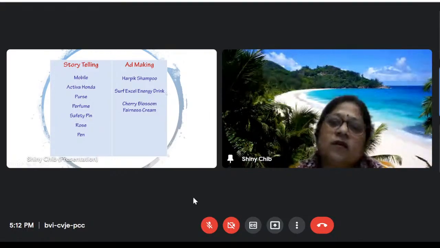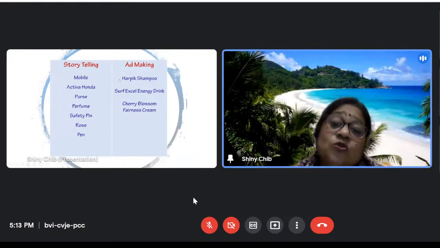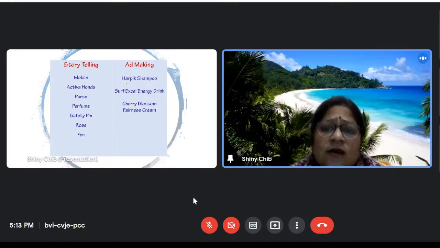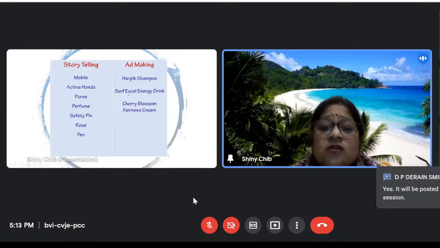Harpic is a cleaning brand actually, and shampoo is used as a cosmetic. And we are mixing it, creative thinking of them, so you need to change the perception. The moment we hear Harpic, we know it's a toilet cleaner. How is it going to be useful for hair, isn't it? In the same manner, you can take the case of Surf Excel energy drink, isn't it? Surf Excel, daag achhe hai.